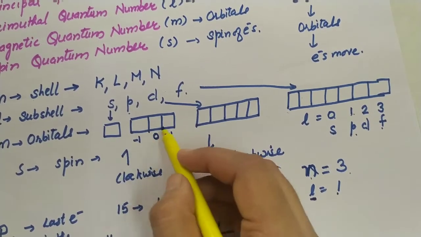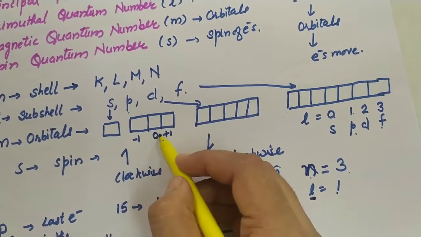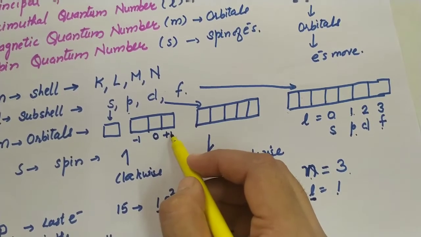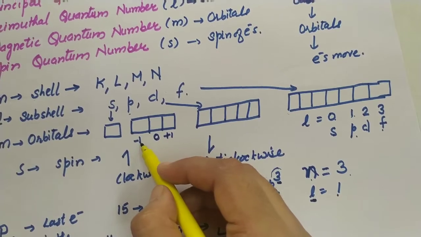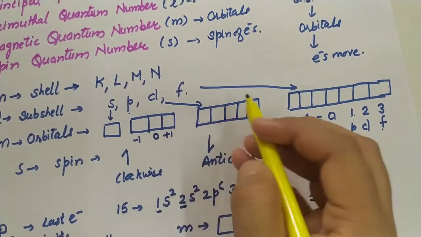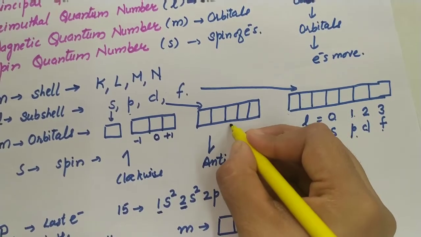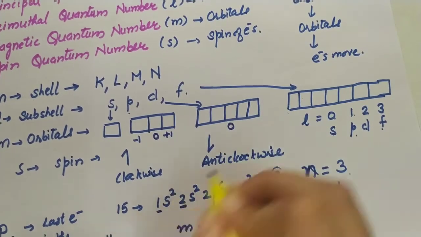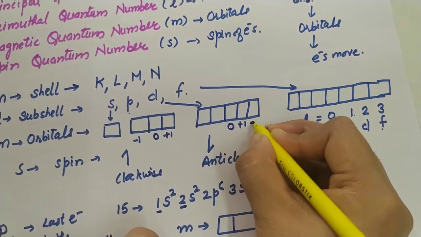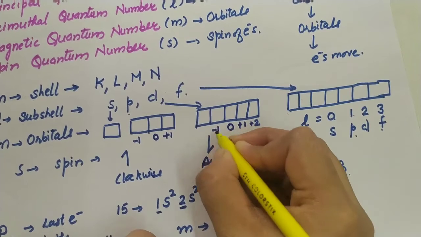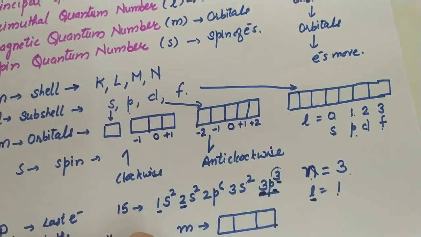value. Similarly for p orbital, these are 3. At the center you write 0, and on the right side plus 1 and on the left side minus 1. Similarly for d orbital, there are 5 d orbitals. 0 at the center, plus 1, plus 2, minus 1, minus 2.